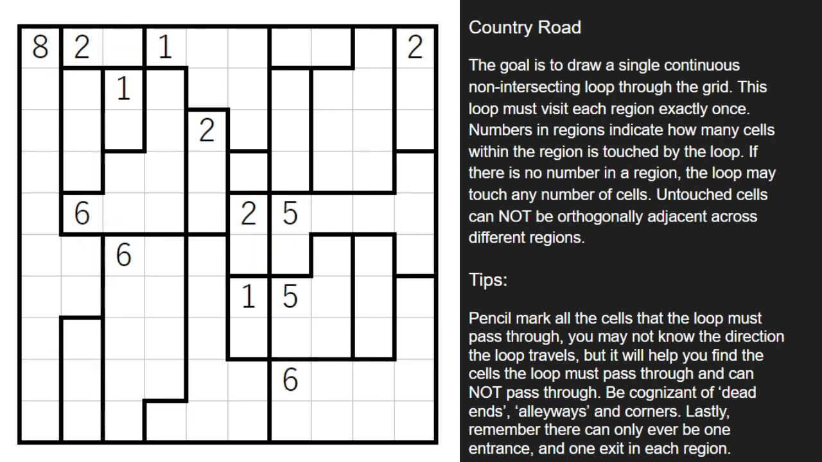A good place to start here in this puzzle are these two-celled regions with the two clue. Those are going to be easy. You know the loop's going to touch both of those cells like that. Easy peasy.